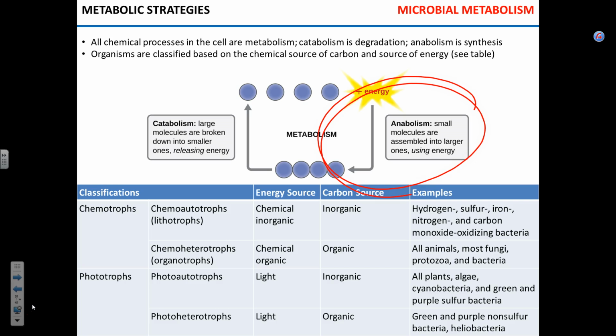Smaller into bigger. How do we call this process? Yes, there you go. Translation is the anabolic reaction, right? So is transcription, so is replication. Make sense? It's all anabolic reactions.